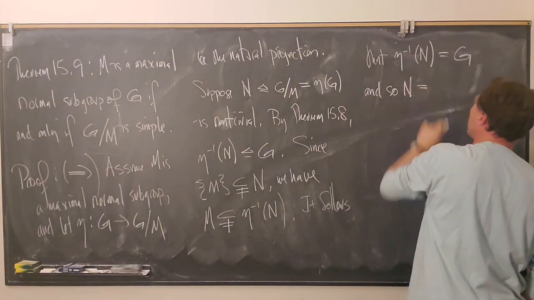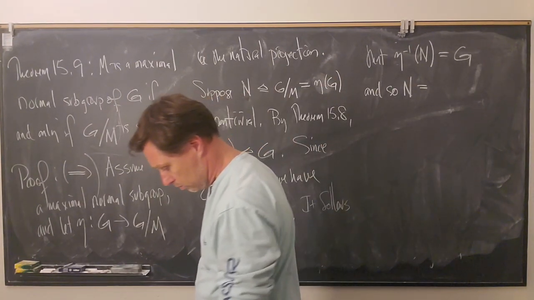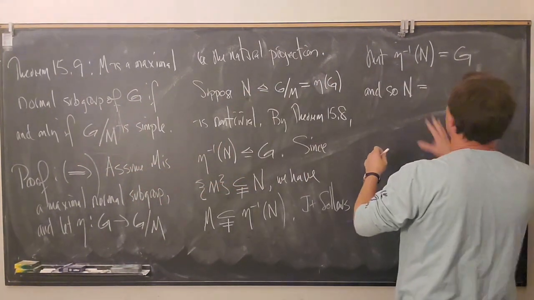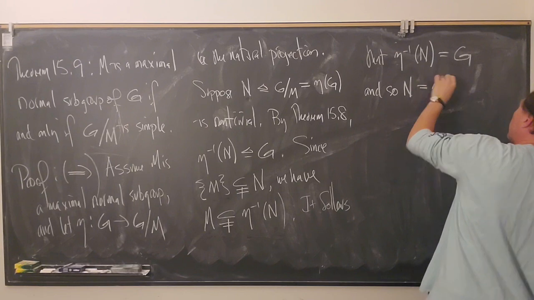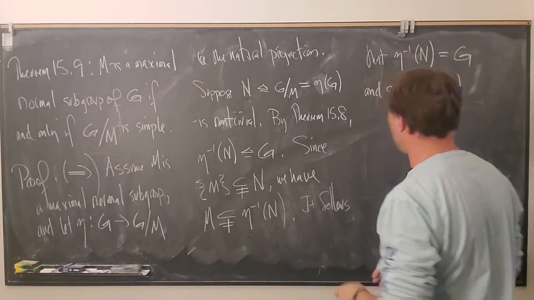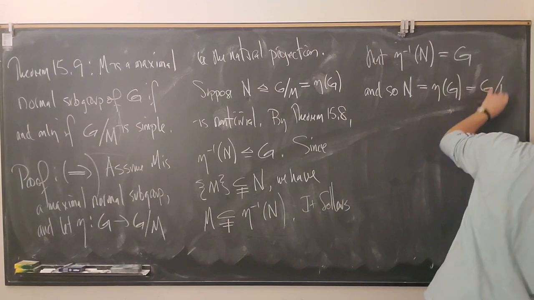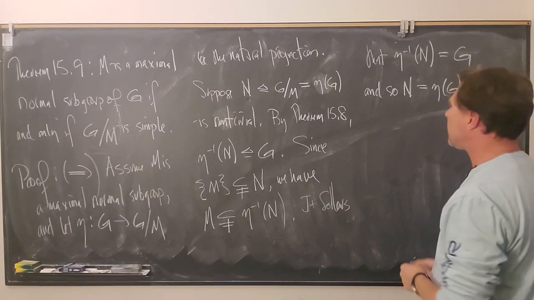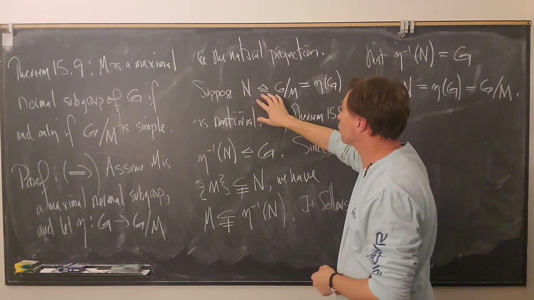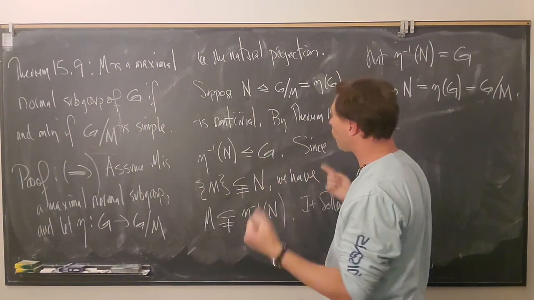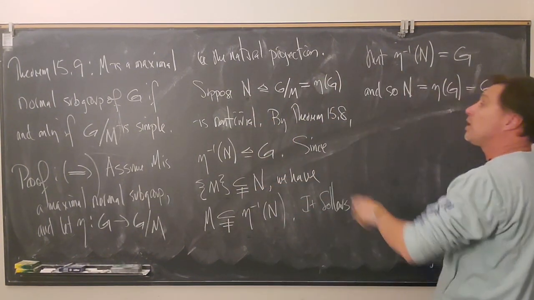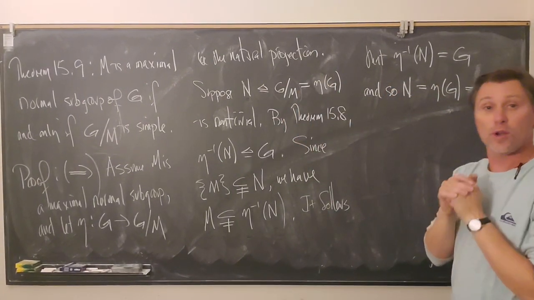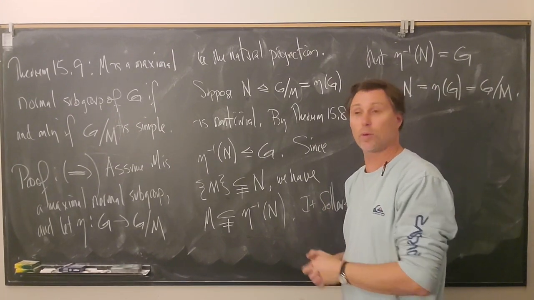And so N, how do I want to say that? Apply eta to both sides of this: N is equal to eta of G, and eta of G is everything, G mod M. Right, so that's what we needed. Sorry, I got a little tongue-tied there, but the idea is we chose a non-trivial normal subgroup, and by doing a little bit of work, it forced us to conclude that N is equal to the entire group G mod M. In other words, there are no non-trivial proper normal subgroups of G mod M.